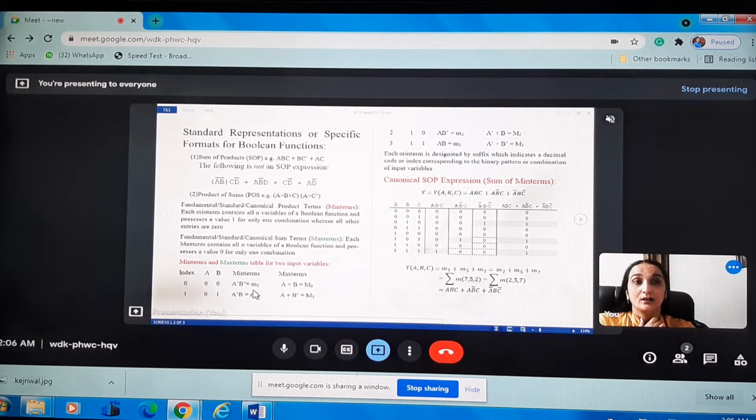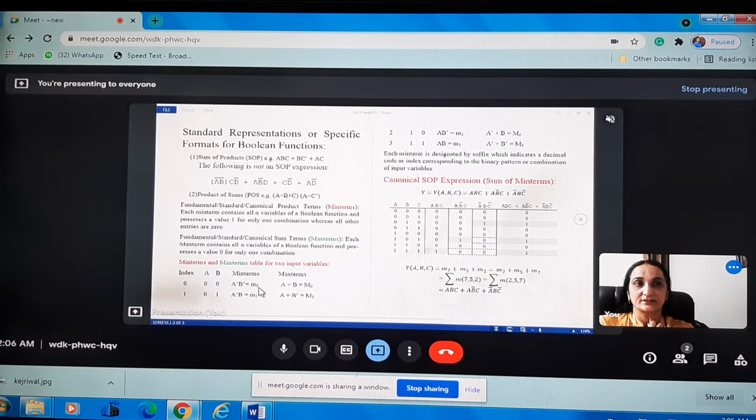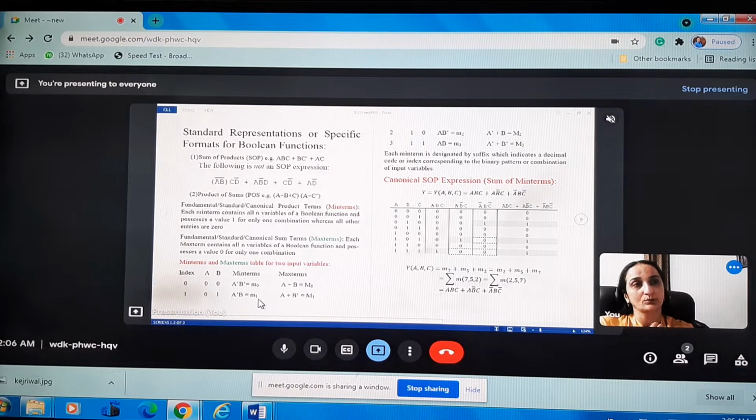Now min terms are denoted by small letter m with a subscript or suffix. This suffix denotes the decimal code of the corresponding binary combination. If the index is 0, the suffix used here is 0. If the index is 1, the suffix used here is 1. Max terms are denoted by capital M and they are again designated by a suffix, which is nothing but the decimal equivalent of the corresponding binary pattern.